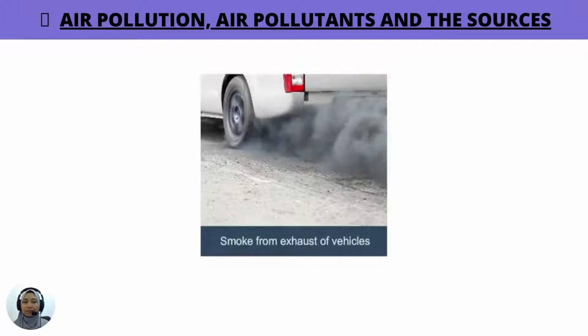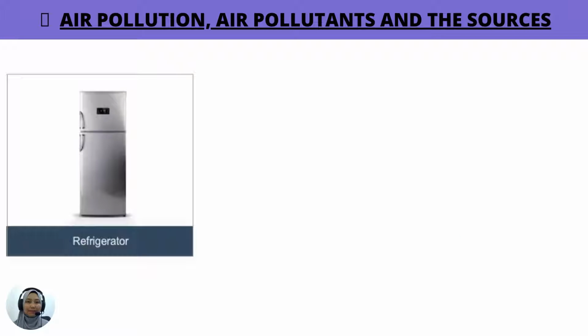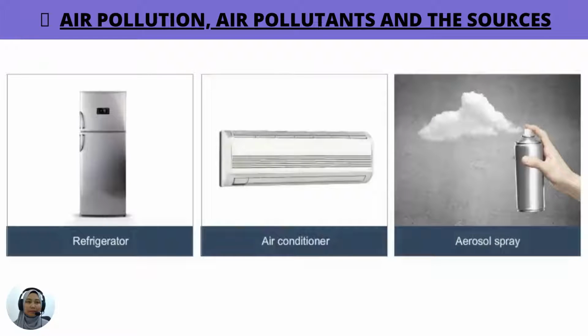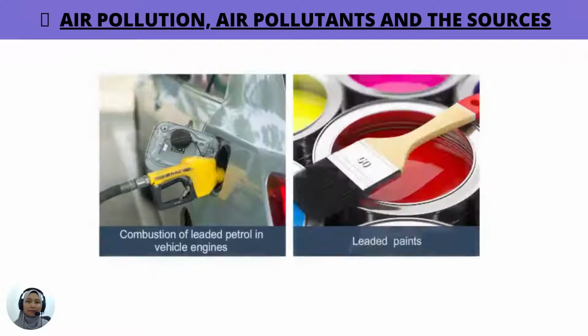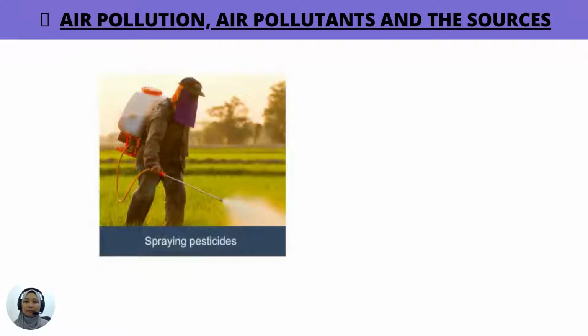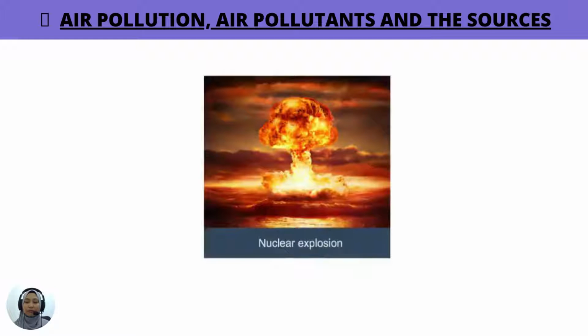Carbon dioxide and carbon monoxide come from vehicle exhaust. Sulfur dioxide and nitrogen oxide come from the factories in heavily industrialized areas. Chlorofluorocarbon, or CFC, comes from coolants in refrigerators and air conditioners and aerosol sprays. Lead particles come from leaded petrol and leaded paints. Chemicals come from pesticides in agriculture. Radioactive pollution comes from nuclear explosions.